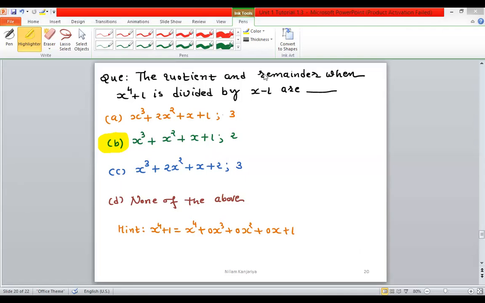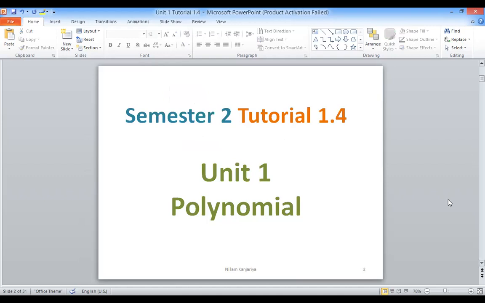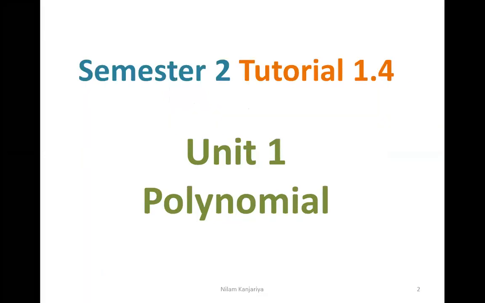So students, your tutorial number 1.3 is over. Let's start the new tutorial, tutorial number 1.4. Hope you enjoyed. This is 1.4, the algebraic identities. Today I'm going to start algebraic identities with questions and answers also. So let's start. First of all, students, remember all the identities. There are 13 identities available.